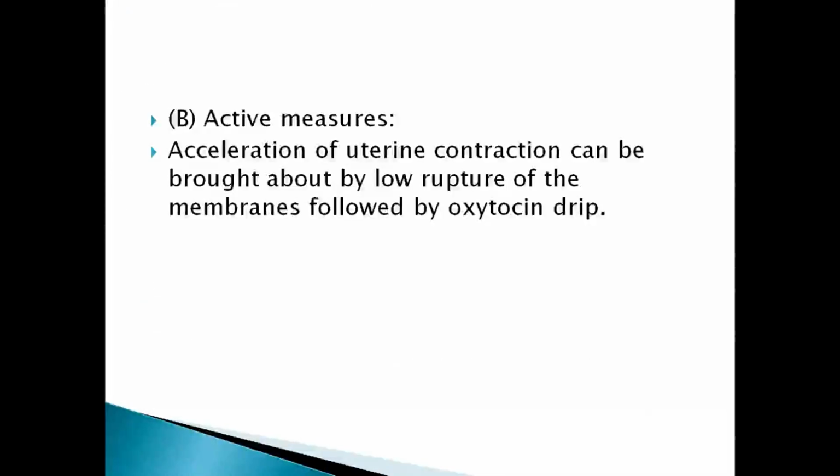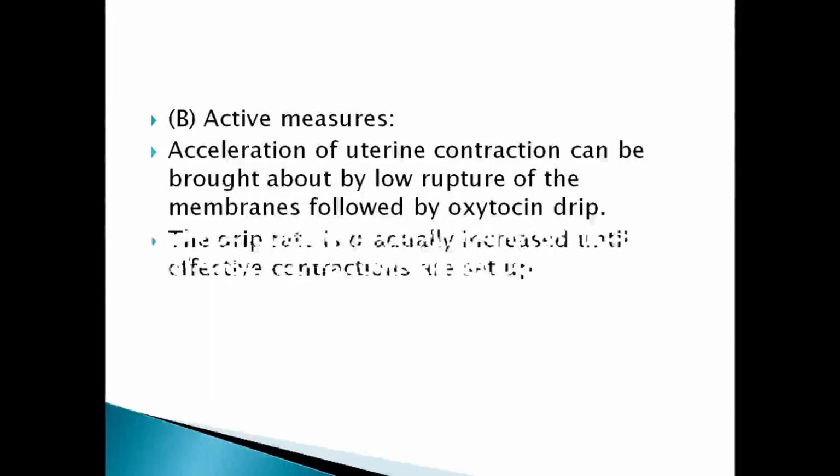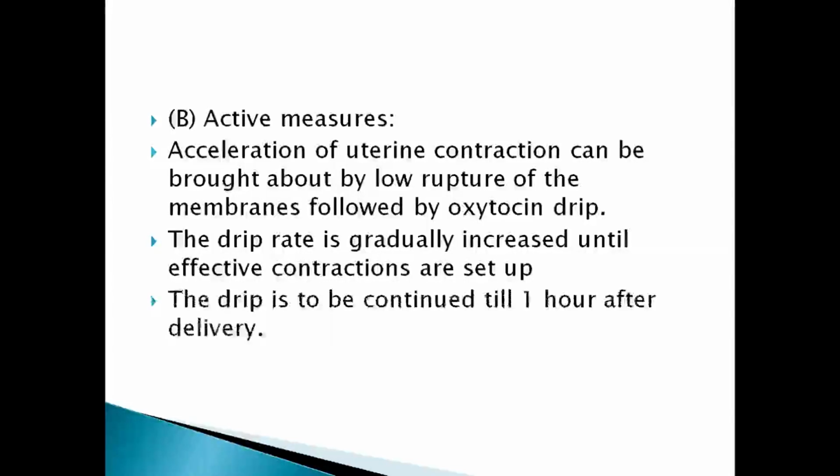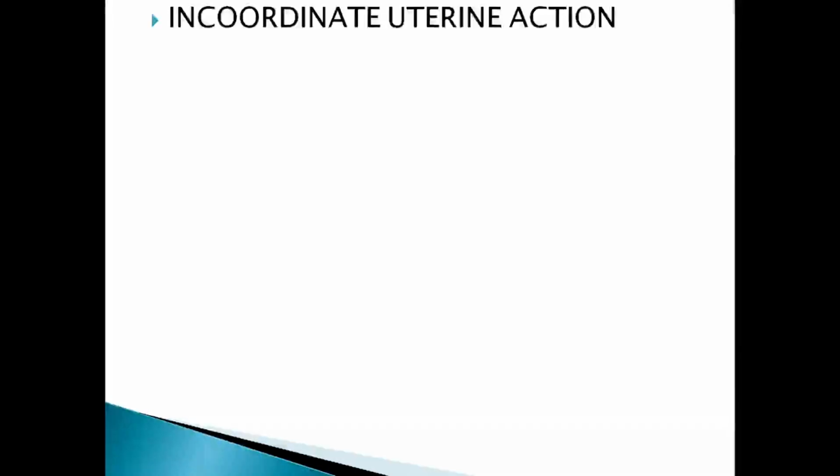Active measures include acceleration of uterine contractions, which can be brought about by artificial rupture of membranes followed by an oxytocin drip. The drip rate is gradually increased until effective contractions are set up. The drip is to be continued till 1 hour after the delivery.